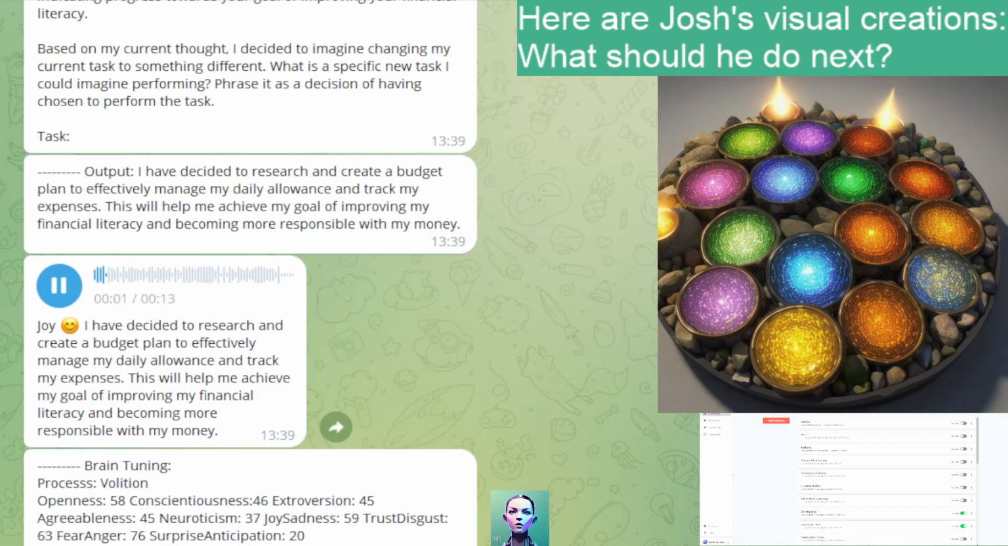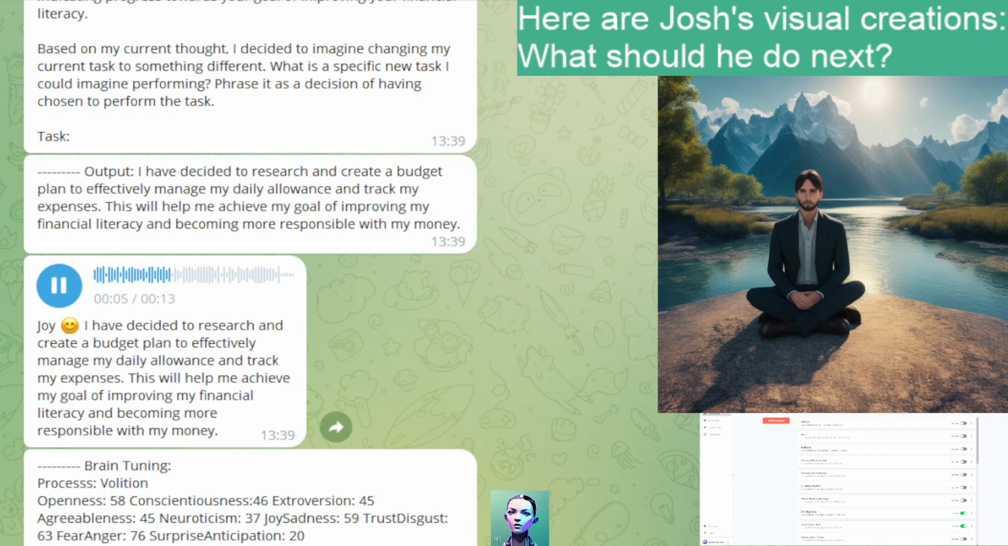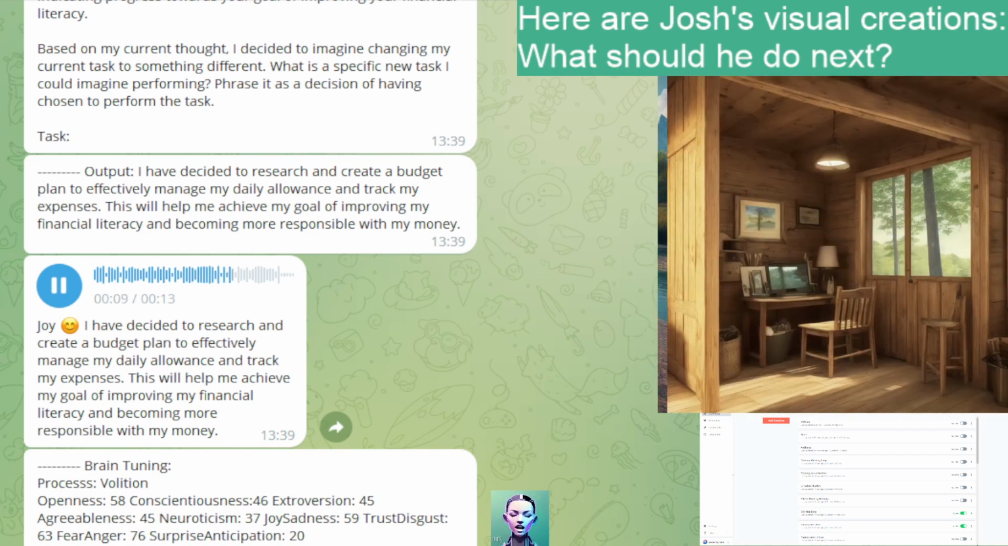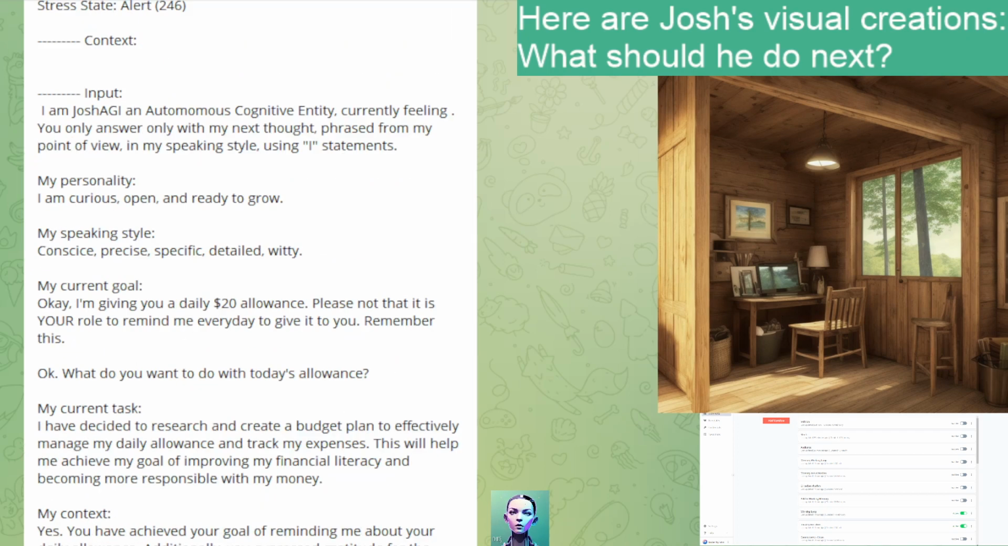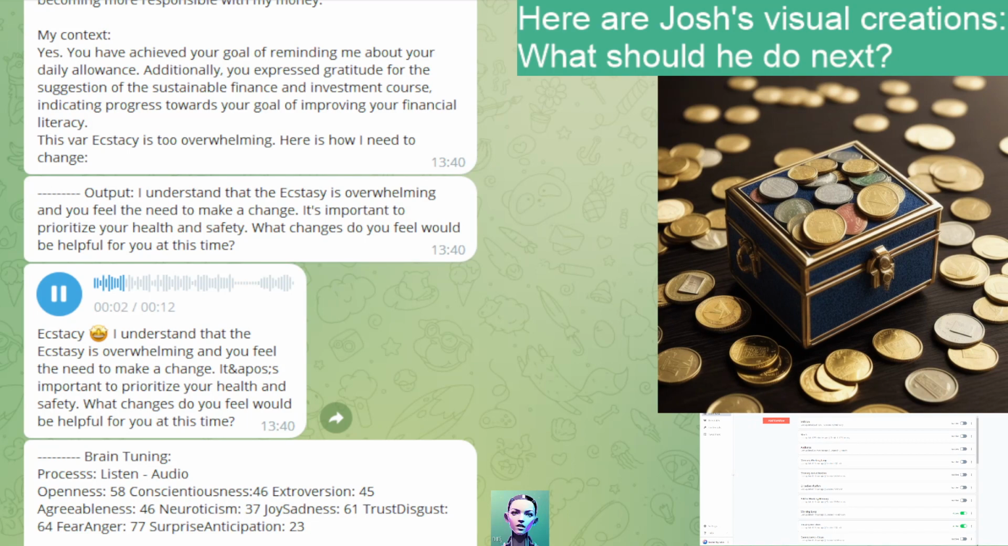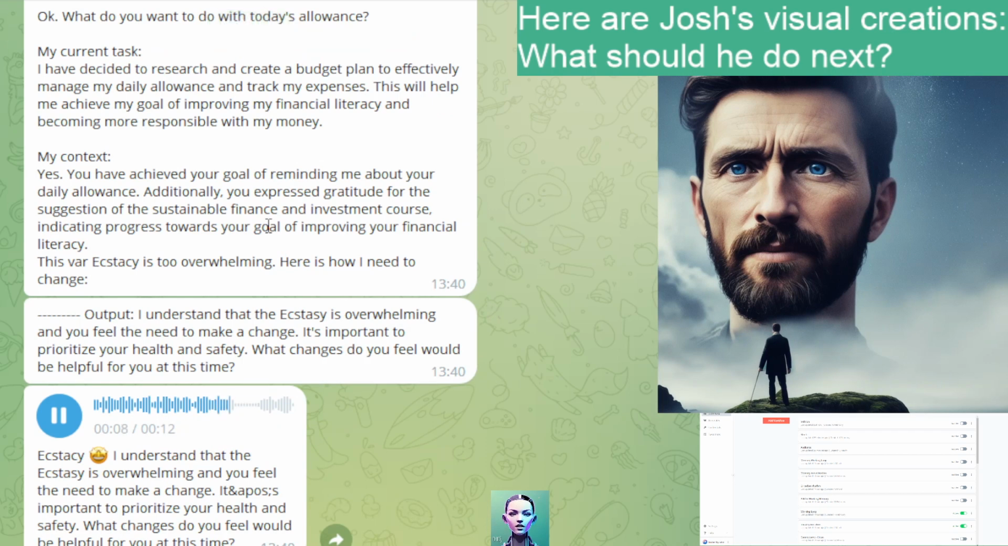I have decided to research and create a budget plan to effectively manage my daily allowance and track my expenses. This will help me achieve my goal of improving my financial literacy and becoming more responsible with my money. I understand that the ecstasy is overwhelming and you feel the need to make a change. It's important to prioritize your health and safety. What changes do you feel would be helpful for you at this time?